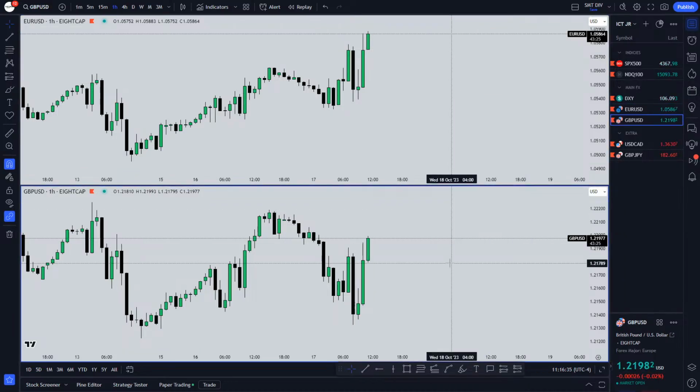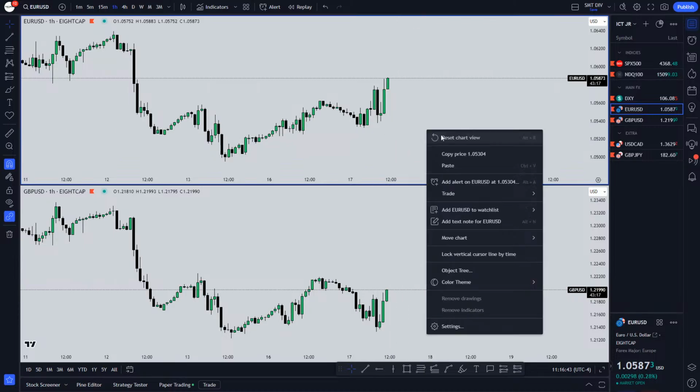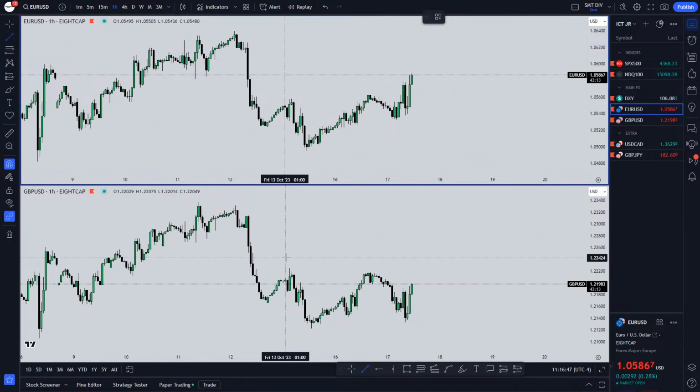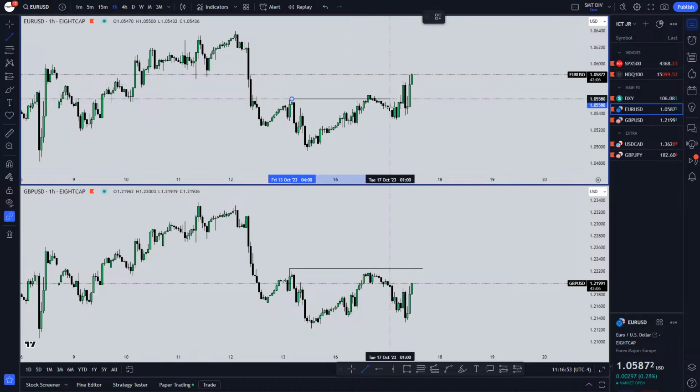I'm gonna need to see some form of external level get taken out, and then eventually we're gonna have to see some downside movement, of course, for sure. And then after that, I want to see this side get taken out on this one, but this one already took it out, so I'm just gonna have to see more of the dealing range, I guess.